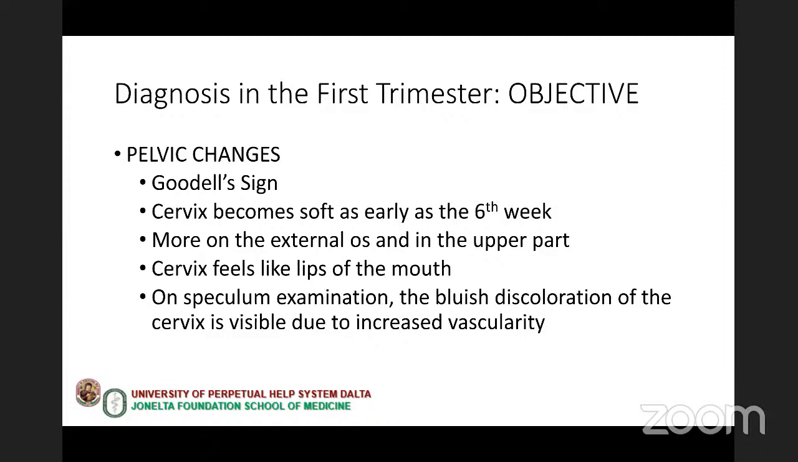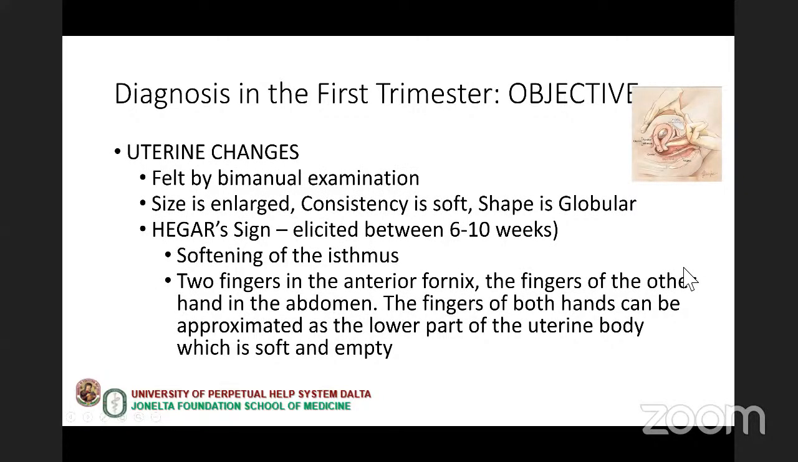So in speculum exam, what would it look like? So there's bluish discoloration due to vascularity. Would be soft. So that would be your cervical changes. Okay. For the uterus, even if you haven't started to feel it in the abdomen, changes in the uterus can be felt through your bimanual examination. So what happens? It becomes enlarged. It becomes soft in consistency. And it becomes globular in shape. Okay.